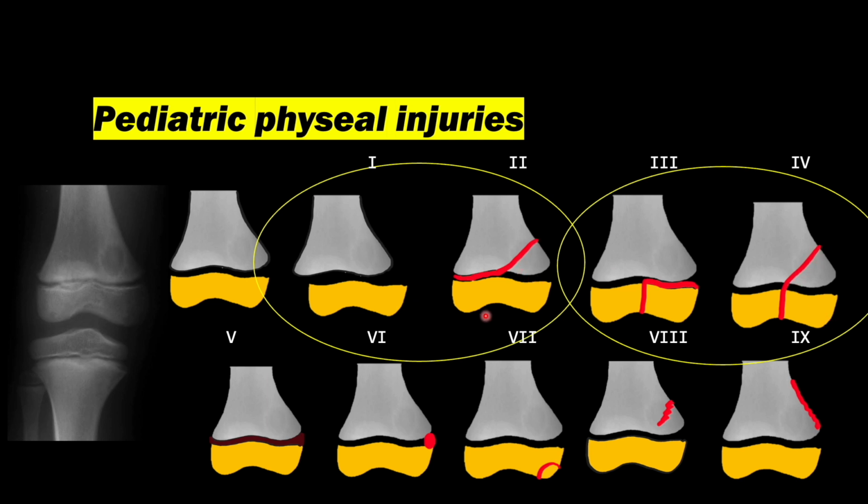So this will help you in remembering this classification. In type 1 and type 2, the whole of the epiphysis is involved, while in type 3 and type 4, some part of the epiphysis is involved. In type 2, there will be an associated metaphyseal chunk, and in type 4 there will also be an associated metaphyseal chunk.